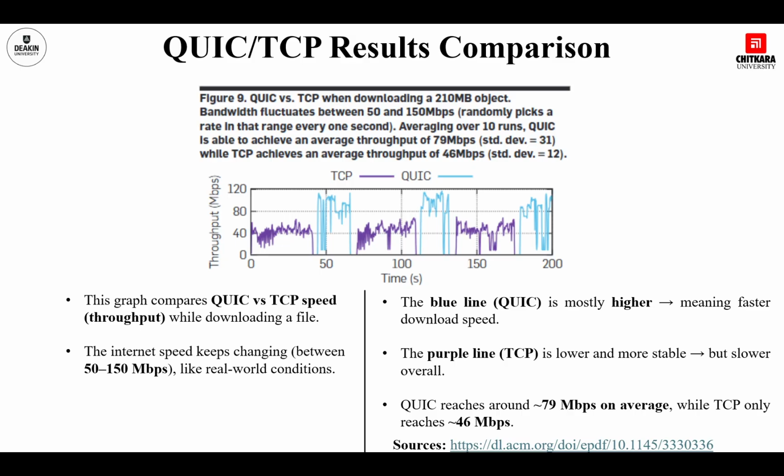This graph compares QUIC versus TCP throughput while downloading a file. The internet speed keeps changing between 50 and 150 Mbps, like in real-world conditions. The blue line, QUIC, is mostly higher, meaning the download speed will be faster. The purple line, TCP, is lower and more stable, but it is slower overall. So QUIC reaches around 79 Mbps on average, while TCP only reaches 46 Mbps.